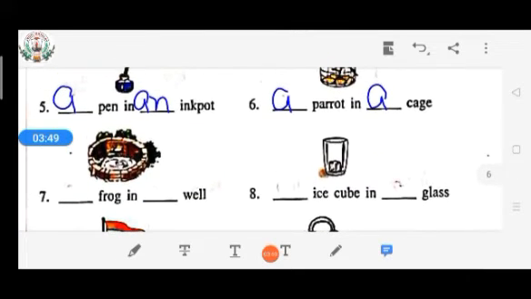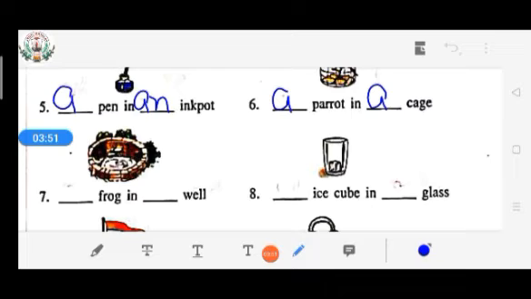Look at the seventh picture, children. Dash frog in dash well. A frog in a well. Because the first letter of frog is F and the first letter of well is W. Both are consonant.